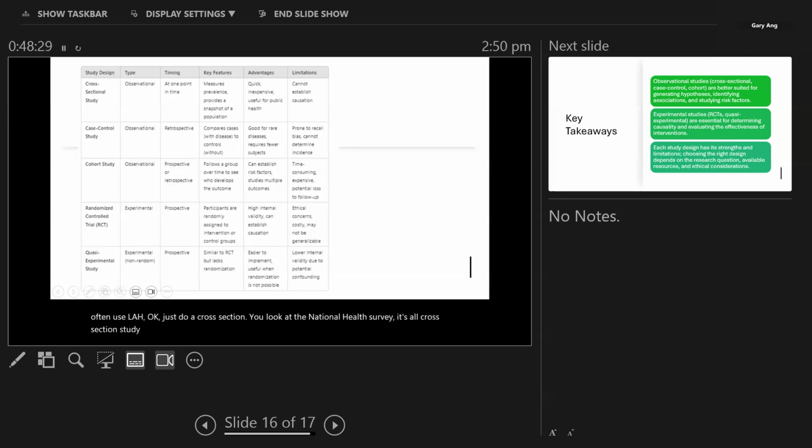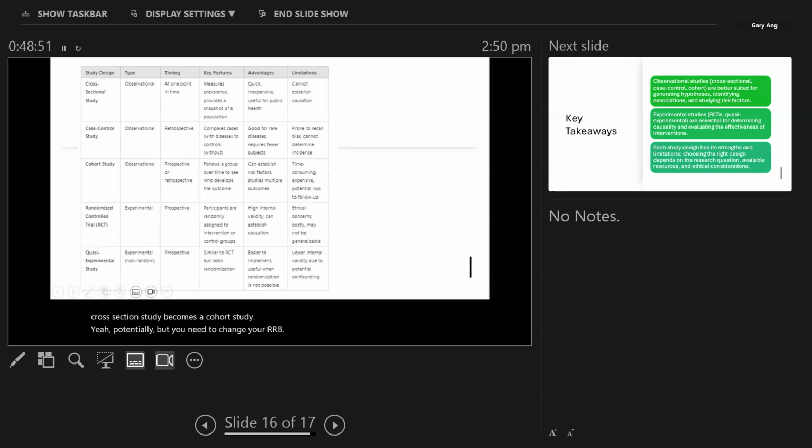But sometimes they re-invite the participants for a follow-up study. Okay, then it becomes a cohort study. So you can potentially convert a cross-sectional study. You keep the data, and then 5 years later, 10 years later, contact them again. Then your cross-sectional study becomes a cohort study. Yeah, potentially. But you need to change your IRB.